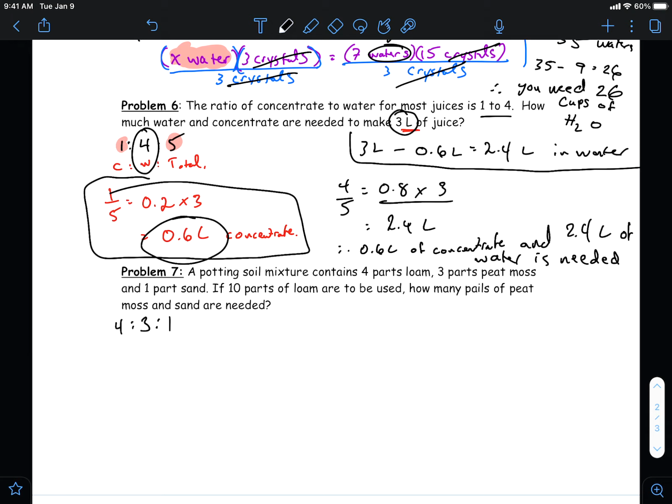Okay? Maybe I'll use a different approach for this one. One of 2 ways. Let's keep it consistent here. We'll make sure that we write, okay, here's what we got. We've got loam, peat moss, and sand. Okay? Now you could do exactly what I just did in the last question. And we could say, okay, what's the total? How many parts are there in total there?